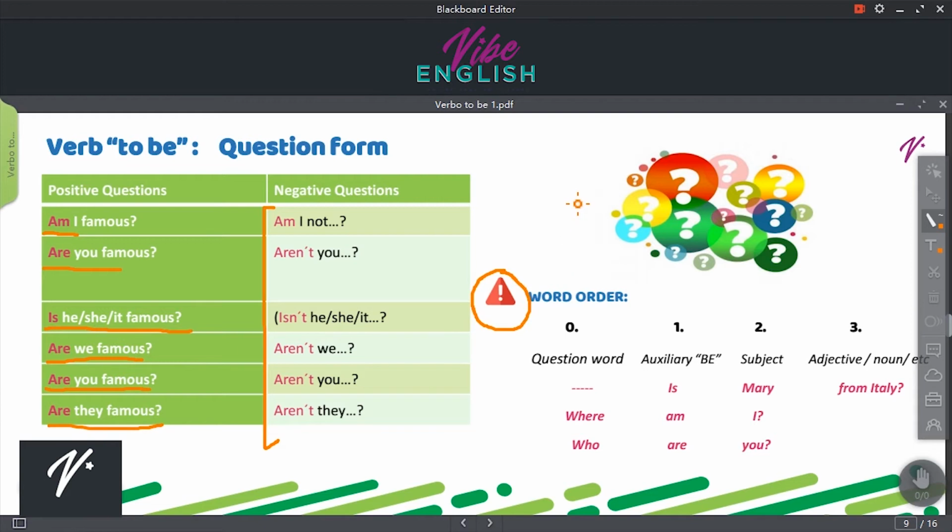In English, the word order for questions is different to the positive or affirmative sentence structure. If we have a question word, we would start with it, and then we would have the auxiliary verb, in this case the verb to be, then the subject, and then the adjectives or nouns. For example, is Mary from Italy? Here we don't have a question word. Where am I? Who are you? So we can see that the auxiliary and the subject are in a different position in the sentence.